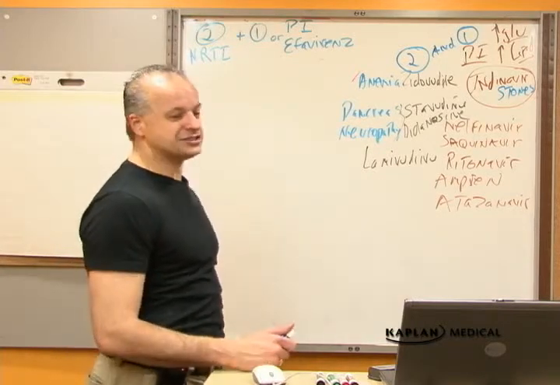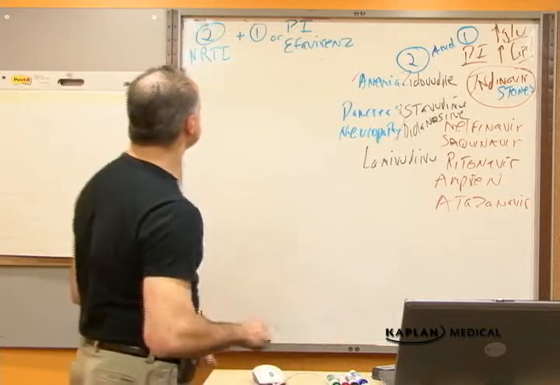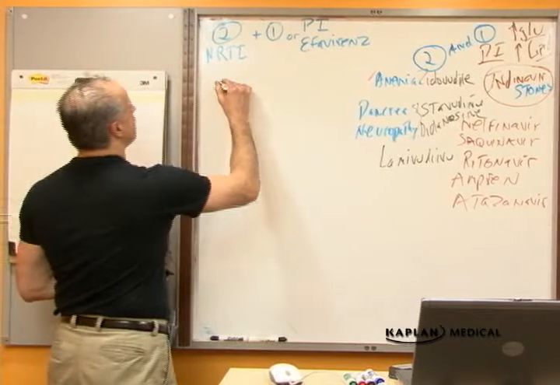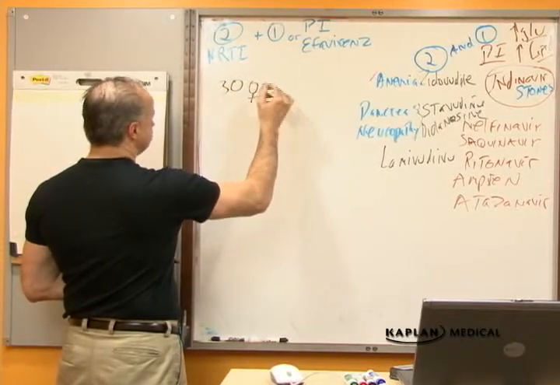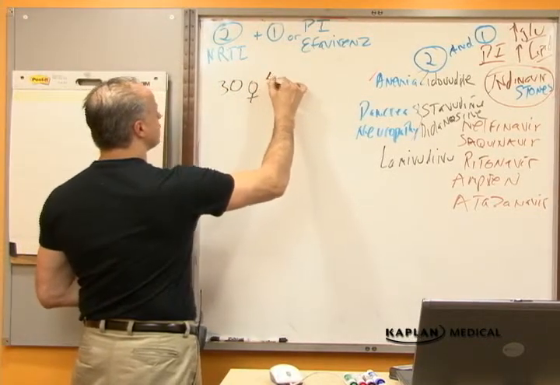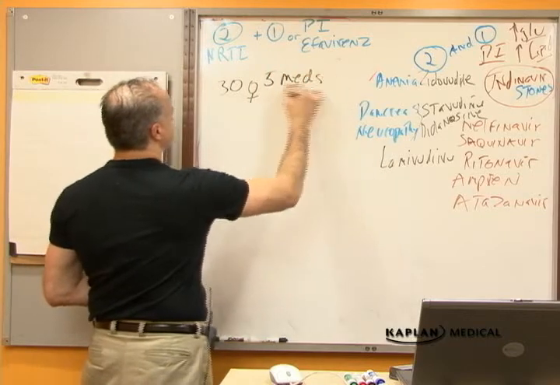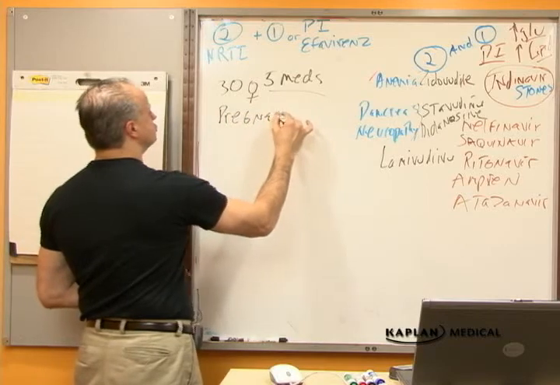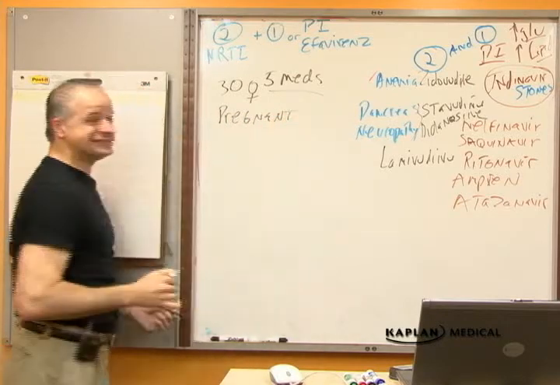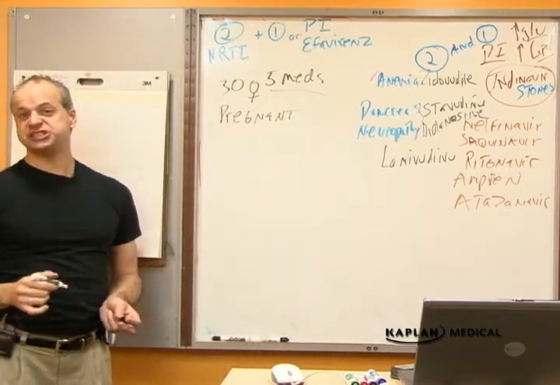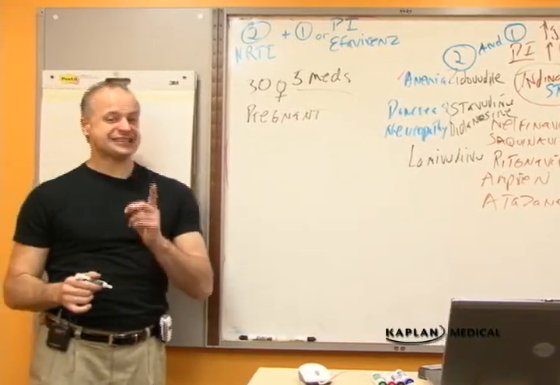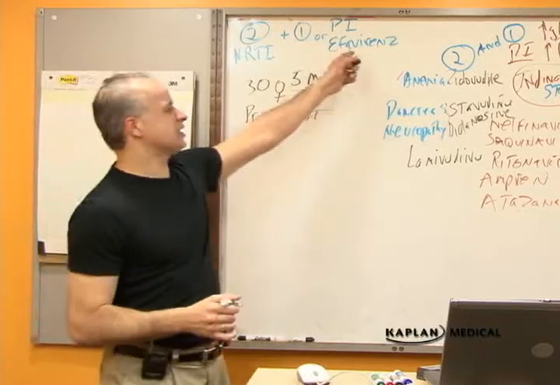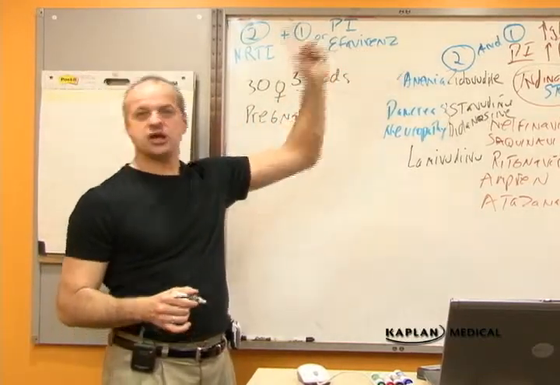So let's look at some specialized things here. You have a 30-year-old woman who is on 5 meds for her HIV. She becomes pregnant. What should you do? And the answer is continue what she's on. Everything except efavirenz, you should switch. Efavirenz is the only one that's contraindicated in pregnancy.